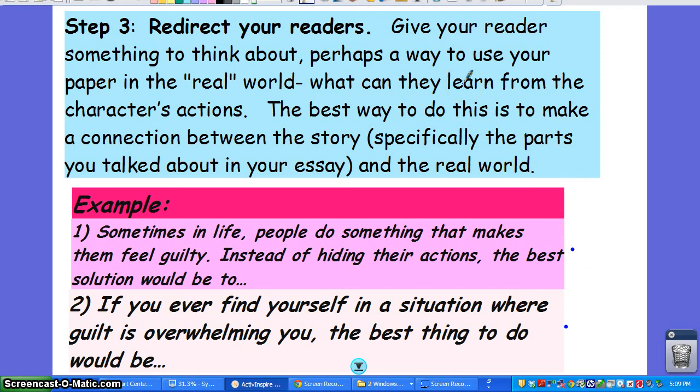If I wanted to do the same thing with The Chaser and my irony essay, then I would talk about how sometimes in life people feel desperate, and instead of doing something you might regret, this is what you should do instead. So basically, I'm telling my reader to learn from the mistakes that the character I wrote about made.